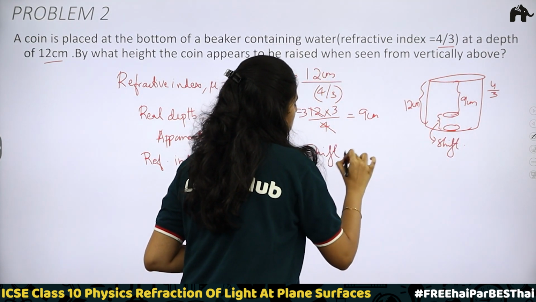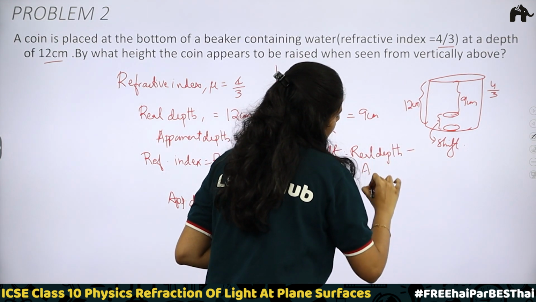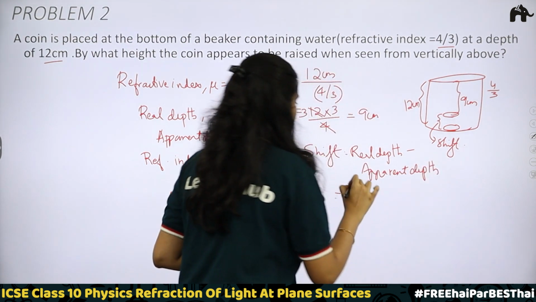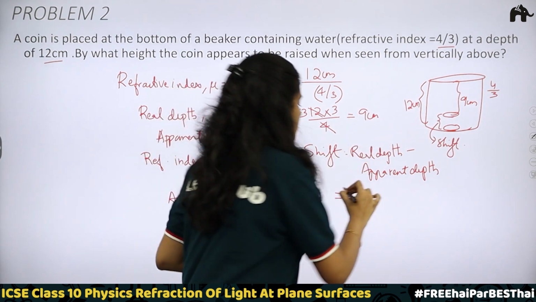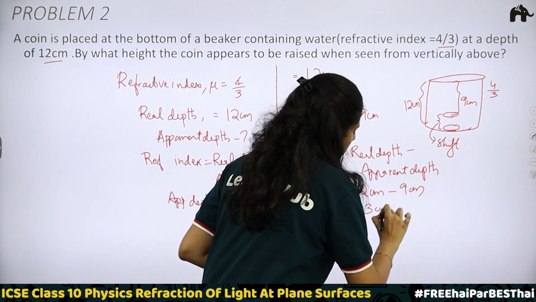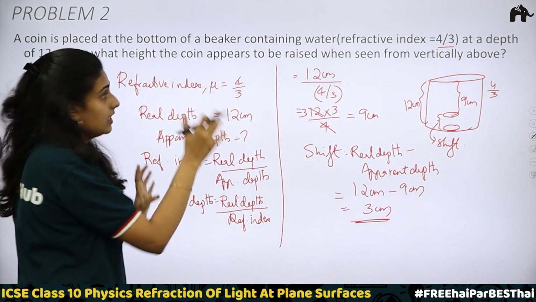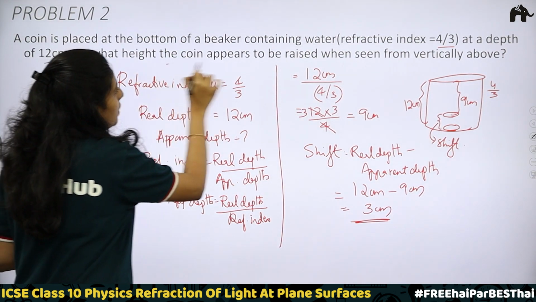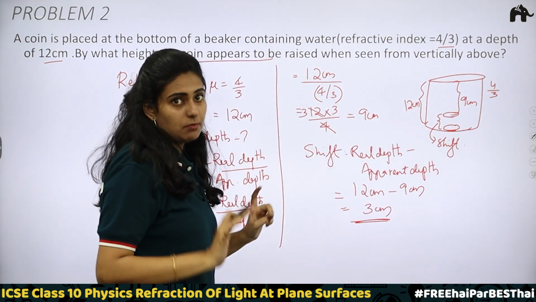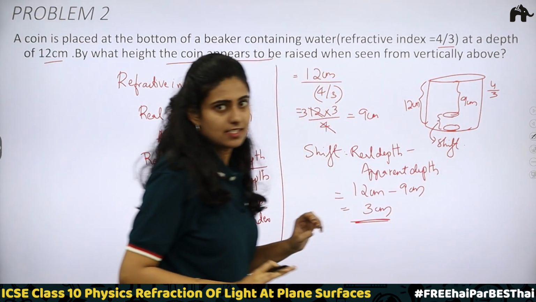Shift will be equal to real depth minus apparent depth. Real depth minus apparent depth. Put the values. Here the real depth is 12 centimeter. 12 centimeter minus 9 centimeter, which is equal to 3 centimeter. Okay, this is how we can find the shift. So remember, in the question it is given that by what height the coin appears to be raised. By what height it has raised. Okay, it is not the apparent depth that we need to find. It is a shift. Okay, don't just find the apparent depth and leave it as it is.